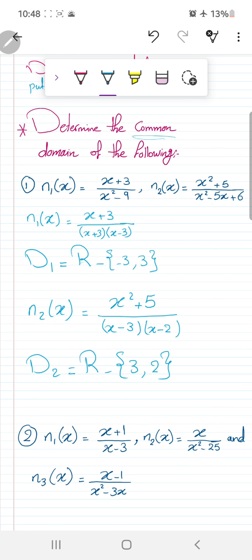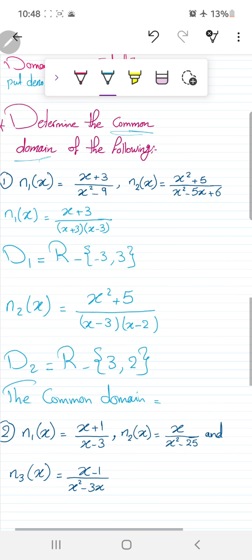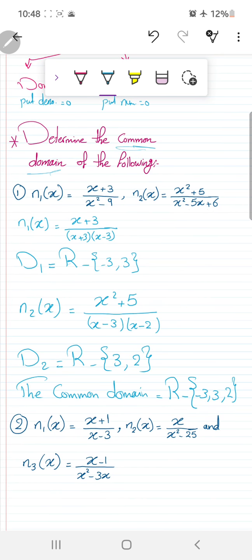We want to get the common domain. What's the meaning of the common domain? The common domain is the intersection between the first domain and the second domain. How? By R minus, open braces, negative 3, 3. In the second domain there is 3, but we know in a set we don't repeat, so we don't repeat 3, we take 2. Okay, so the common domain is R minus all the numbers, and don't forget, don't repeat.